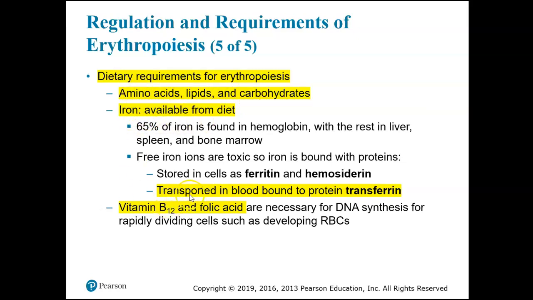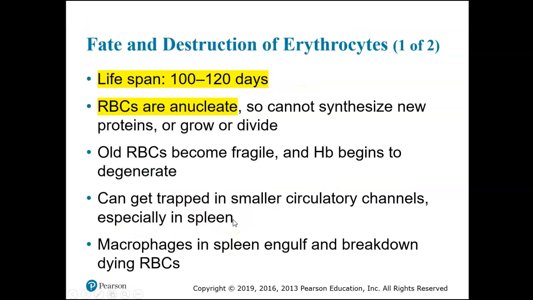diet. So iron is transported in the blood, bound to a protein. When iron is bound to protein, we call it transferrin. Another thing that we need for proper formation of red blood cells is vitamin B12 and folic acid.